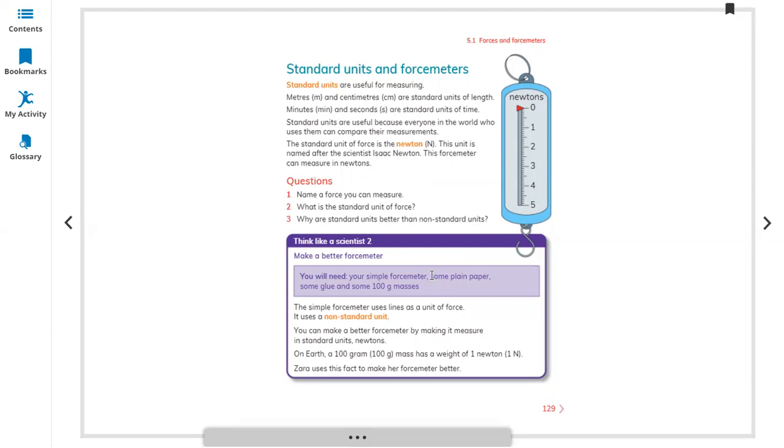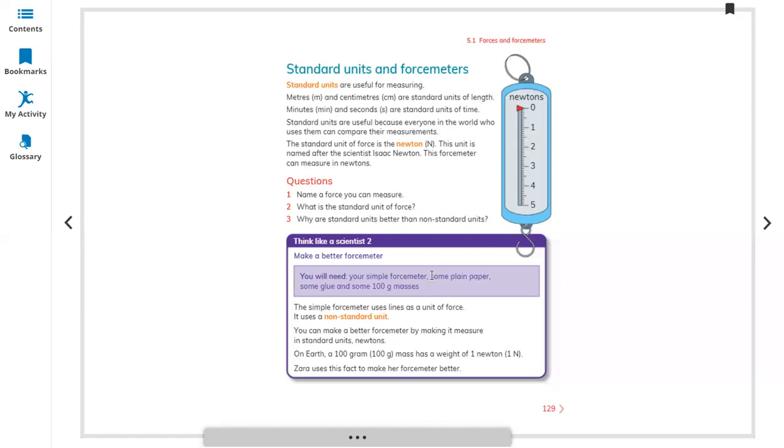Meter and centimeter are standard units of length. When I want to measure the length of different things, we use how many centimeters or how many meters. Minutes and seconds are standard units of time. Standard units are useful. Why? Because everyone in the world who uses them can compare their measurements.